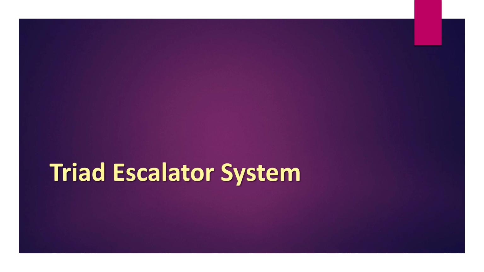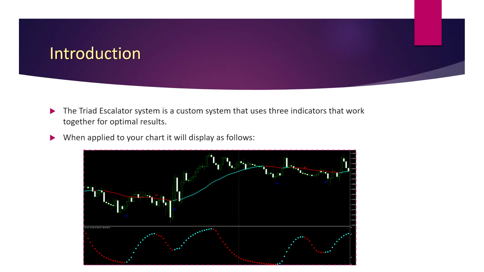Now, let's get started with our new system, the Triad Escalator System. The Triad Escalator System is a custom system that uses 3 indicators that work together for optimal results. When applied to your chart, it will display as follows. As you can see on the image below, it's not too overcrowded because I still want you to see the price action. I don't want something crazy where you are missing that main point.